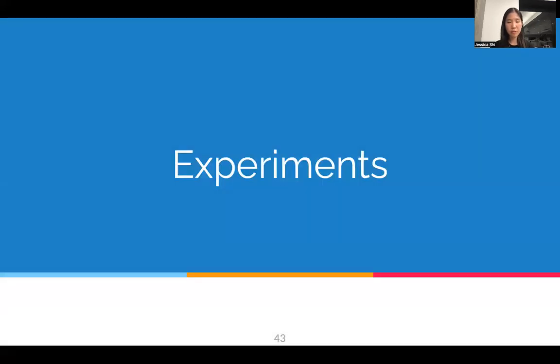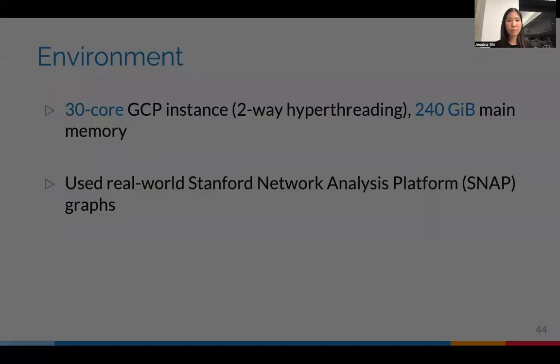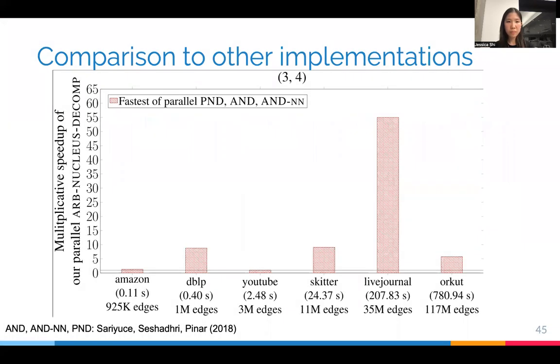So now I'll talk very briefly about some of the experiments. We use a 30-core GCP instance with two-way hyperthreading and 240 gigs of main memory, and we use real-world Stanford Network Analysis Platform graphs. So this shows a comparison of our parallel nucleus decomposition implementation to the prior parallel nucleus decomposition implementations by Sariyuce, Seshadhri, and Pinar. In fact, they have 3 different algorithms. This shows the speedup of our parallel implementation over the fastest of their 3 algorithms.